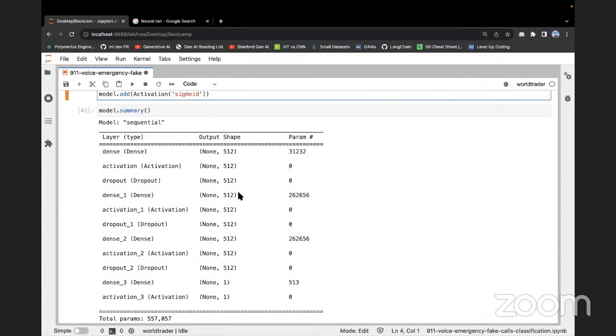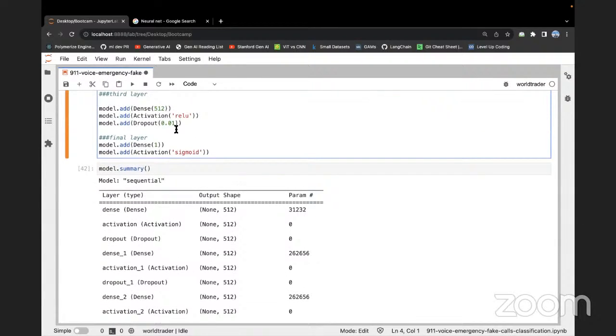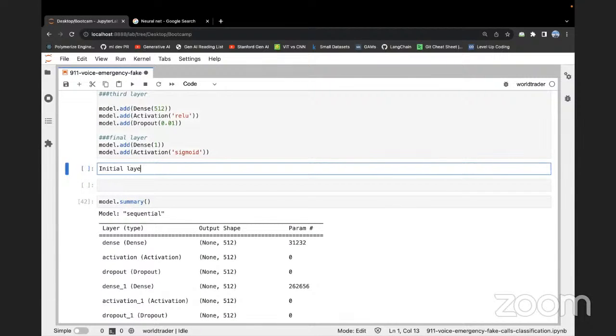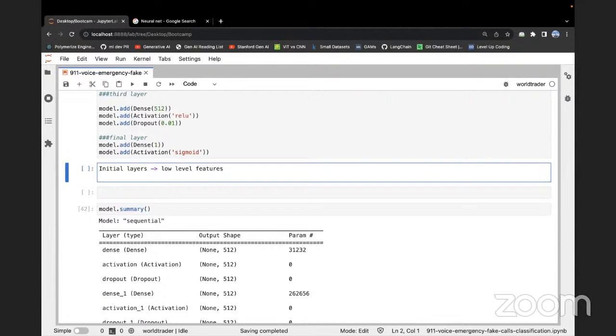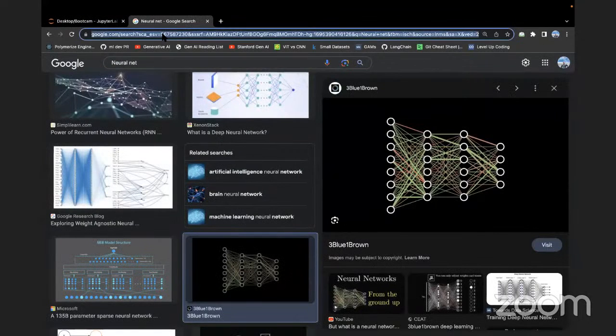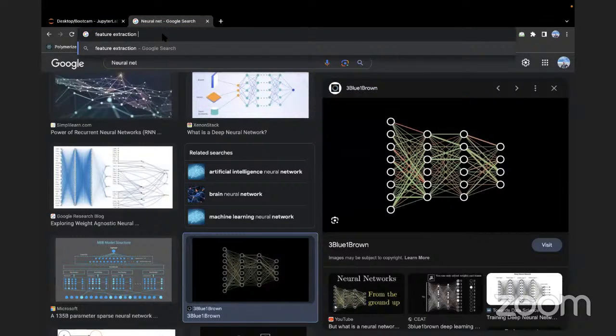Sir, does it segregate based on patterns to further layers? Yes. So neural networks are basically designed in such a way that initial layers actually have low level features. Then layers in the center or in the middle will have, let's say, medium features, anything above low. And then finally, last layers will have high level information. So, feature extraction at layers of a neural net.